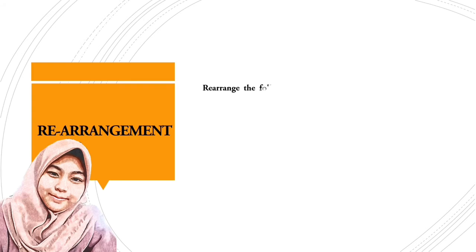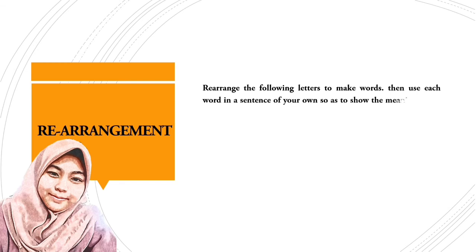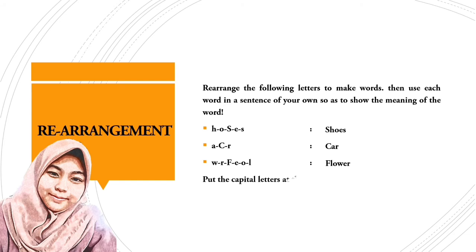Rearrangement adalah penyusunan sebuah kata menjadi sebuah vocabulary yang tepat. Contoh soal di sini nomor 1, houses. Di situ ada huruf S bercetak tebal diletakkan di awal dan disusun menjadi kata yang benar, menjadi shoes. Begitu juga dengan nomor 2, ACR menjadi car. Nomor 3, WRFEOL menjadi flower.